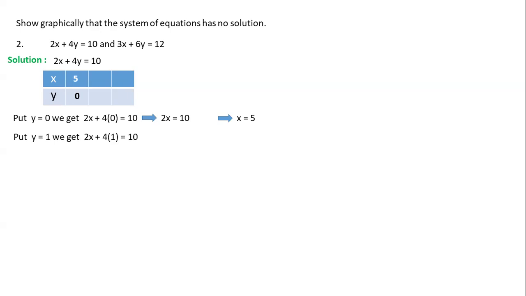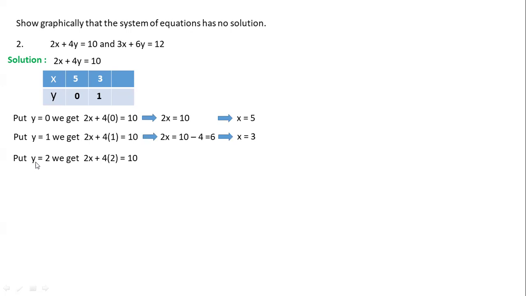Now take the next value, y is equal to 1. So 2x plus 4 into 1 is equal to 10. 4 ones are 4. Take this side to become 2x is equal to 10 minus 4, that is 6. So 2x is equal to 6. So x will be 3. Next. Okay, 1, 3.